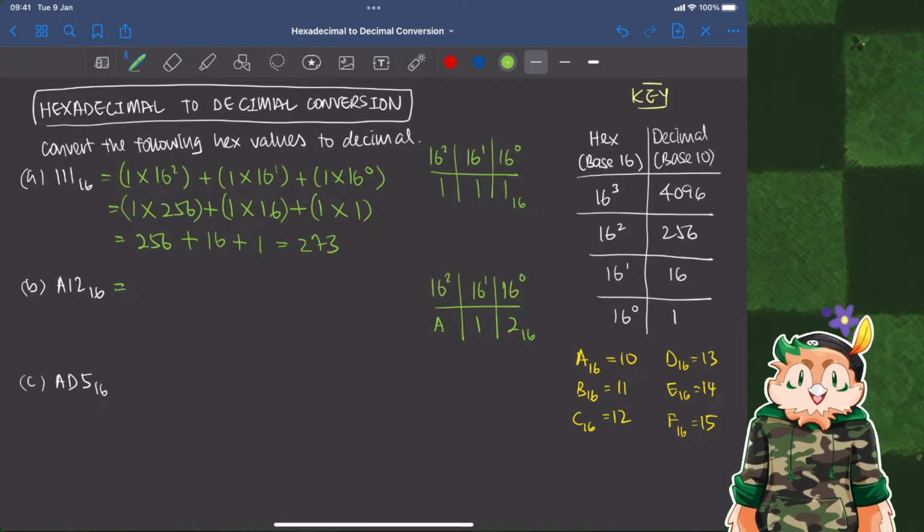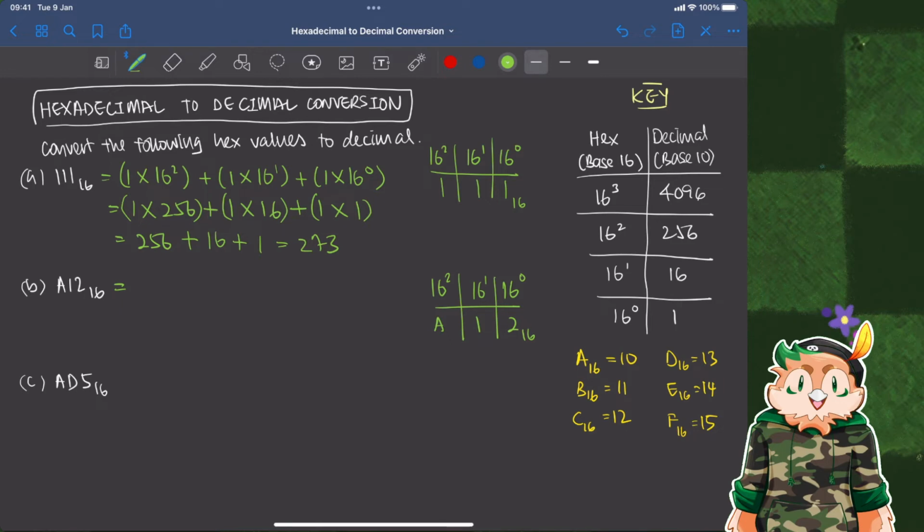Now, before you head on with writing out your first line of working, you're going to want to consider if there are any of these letters being used inside this part right here.